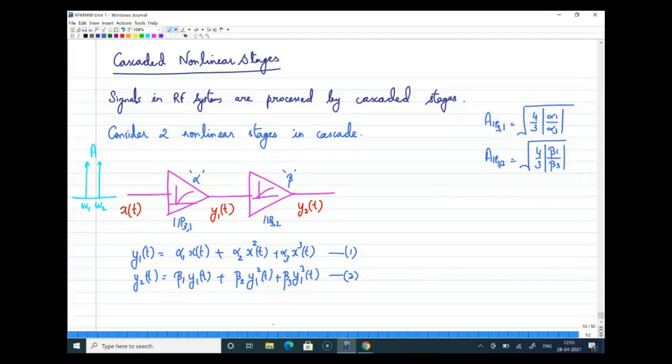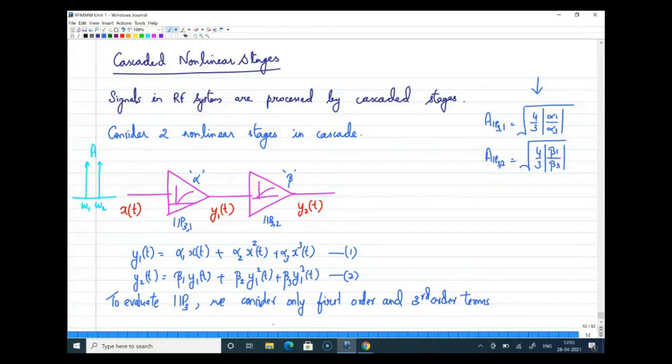Now, in order to evaluate IIP3, since we know that the contribution to IIP3 comes directly from the first order and third order terms, that is what we observe when we have written IIP3 for a single stage. From this, we will consider only the first order and third order terms to evaluate IIP3.